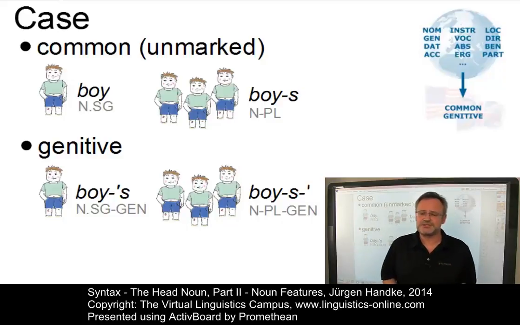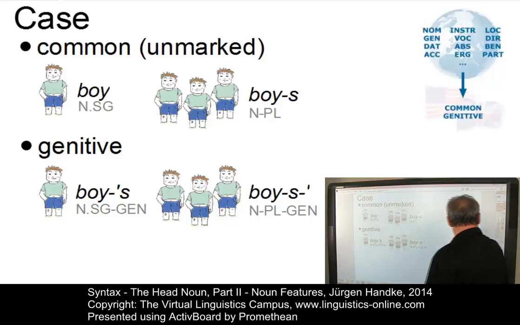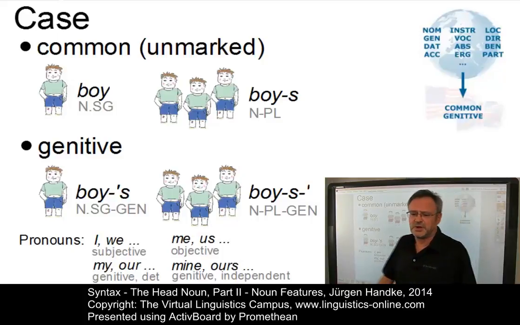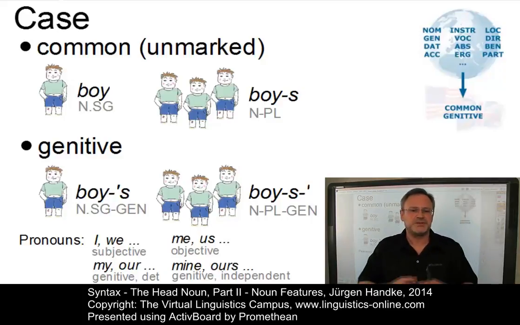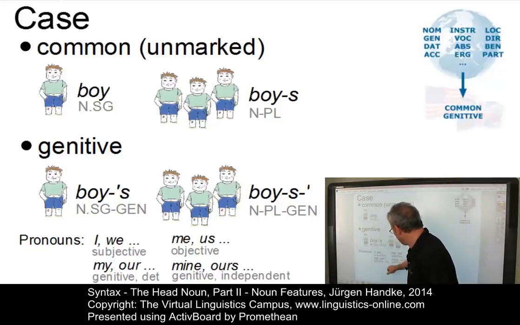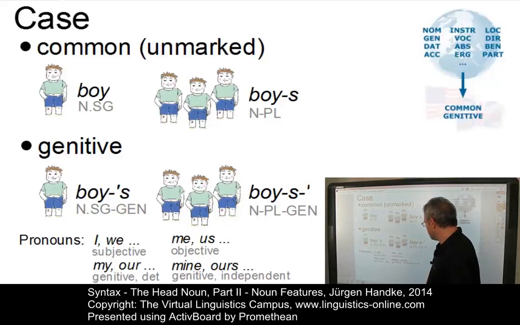A slightly more complex case system can be defined for pronouns, where a distinction can be drawn between the subjective and objective case, as in I ran, we ran, or I saw me, I saw us, and the genitive case in the determinative form, my and our as determiners, and the genitive in the independent form, the book is mine, the books are ours.